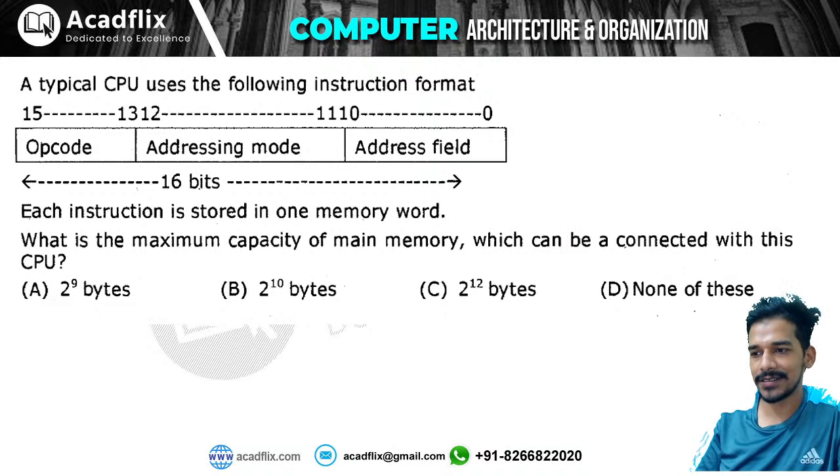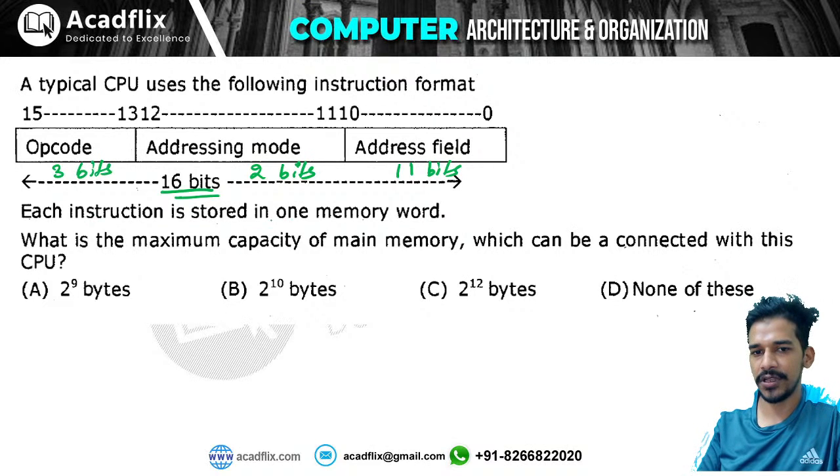So next question is, we have an instruction of 16 bits. In this 16-bit instruction we have 10 bits for the address, 2 bits for the addressing mode, and 3 bits for the opcode field. Okay, bit number 0 to 10, that is 11 bits for the address, and bit number 11 to 12, that is 2 bits for the addressing modes, and bit number 13 to 15, that is 13, 14, 15, 3 bits for the opcode.